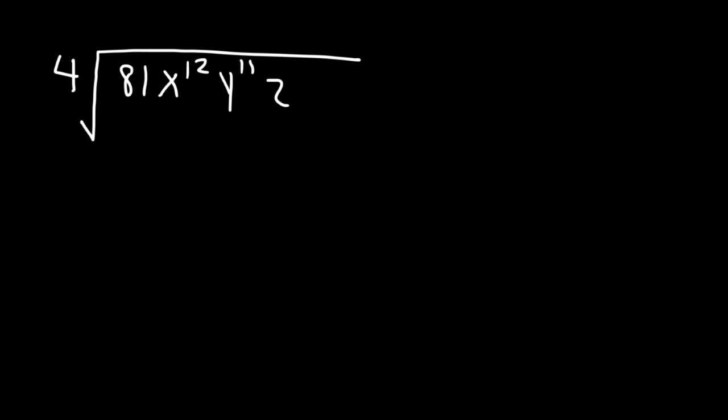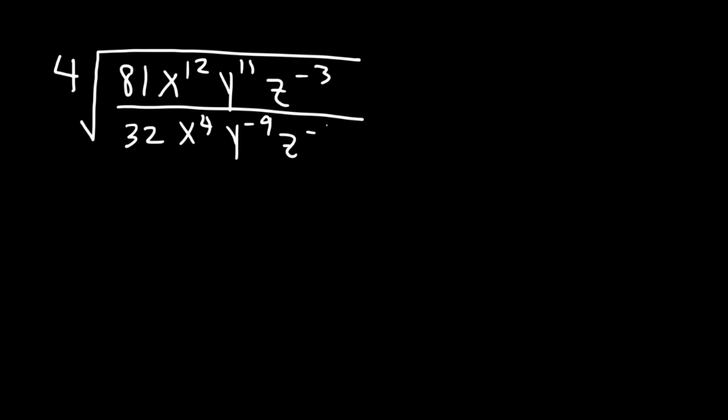Now let's work on one more example. Let's say we have the fourth root of 81 x to the 12, y to the 11, z to the negative 3, divided by 32 x to the 4th, y to the negative 9, z to the negative 7. Go ahead and simplify this problem.